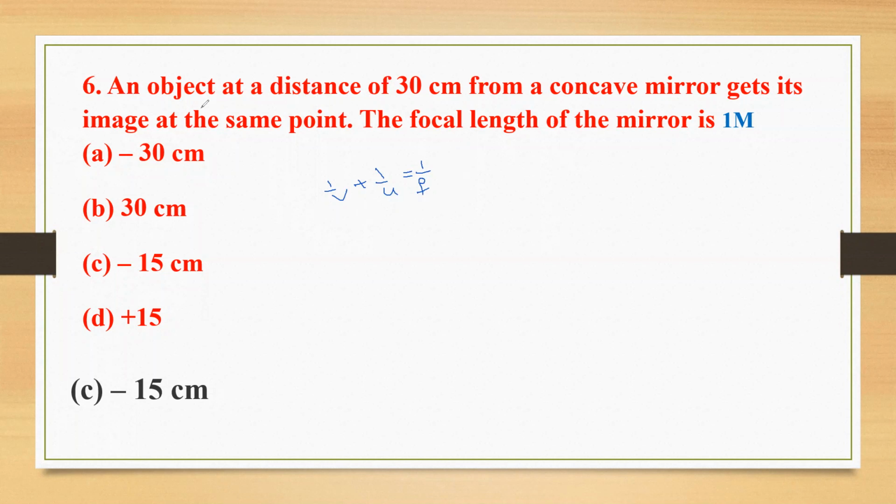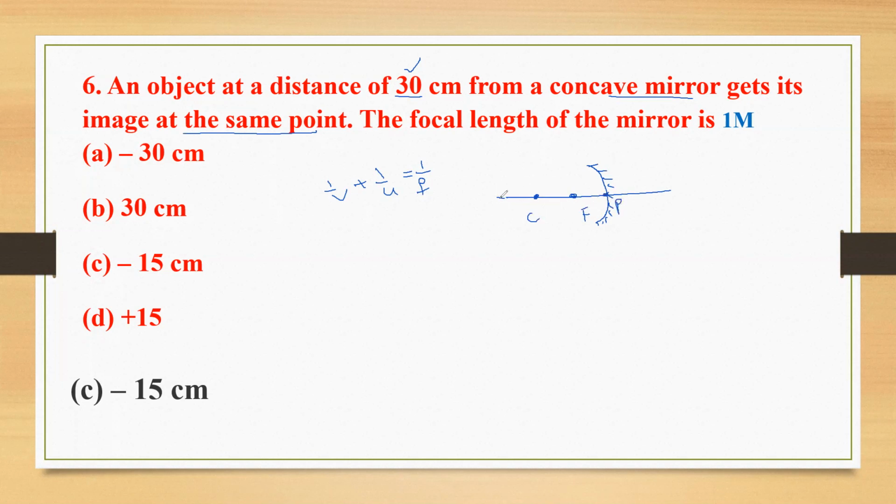Try to understand. Object distance is 30 centimeters, it is a concave mirror. Image is also formed at the same point. So image distance also will be 30, isn't it? In which case of concave mirror will the distance of object and image be same? This is the concave mirror, with the center of curvature, focus and pole. It is the C, it is the F, and it is the P.